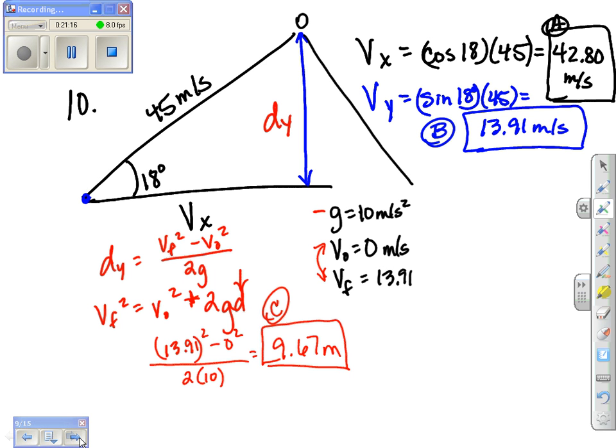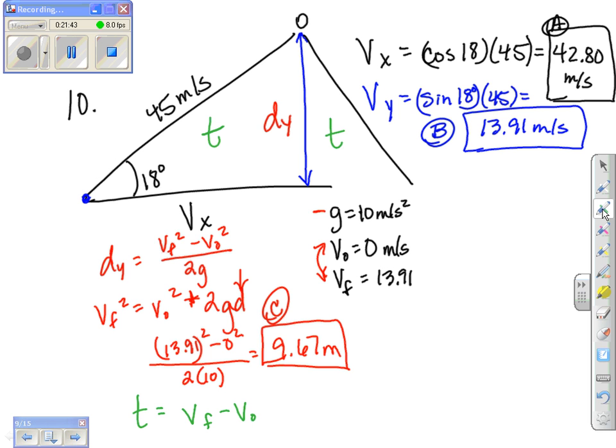All right. So for D on this problem, they want us to find the time that it was in the air. So they want us to find the hang time. Well, we can find a time for here and a time for here. So T equals the final speed minus the initial speed, divided by A, or G in our case. So if we take our final speed of 13.91, subtract 0, divided by 10, we find that it was in the air for 1.39 seconds.